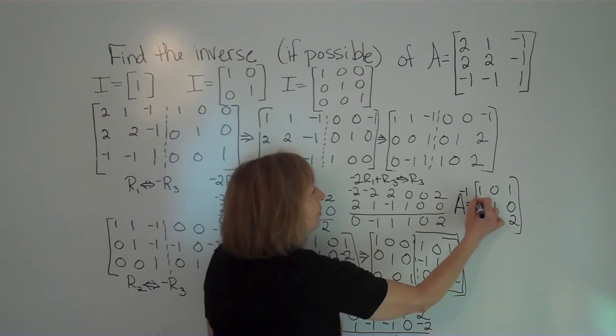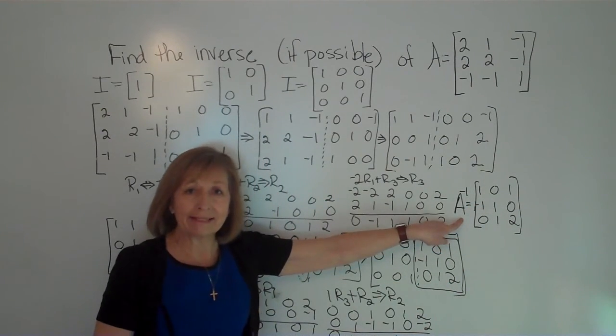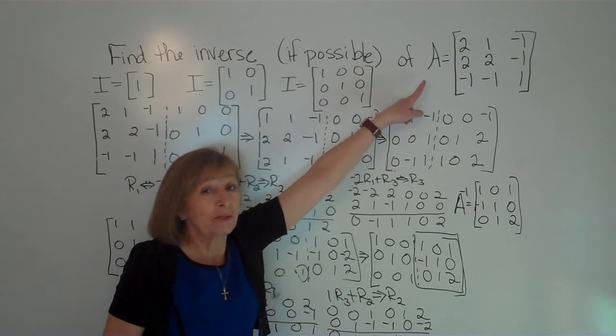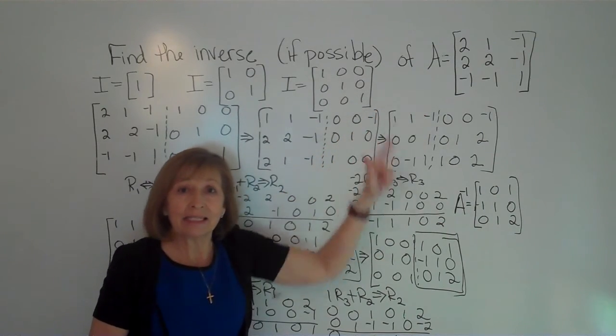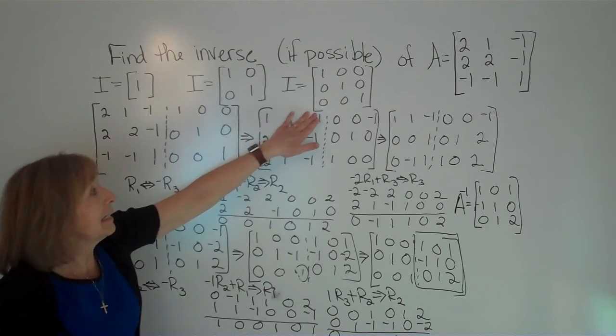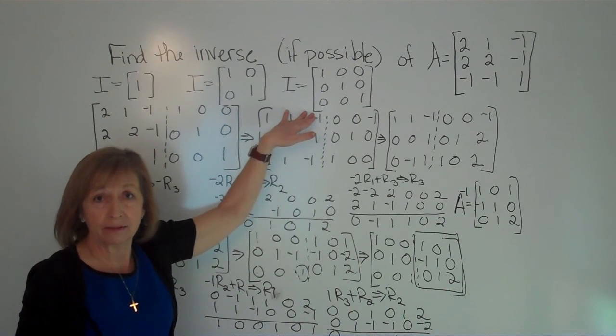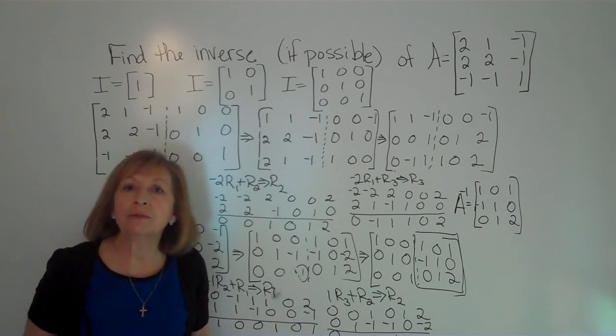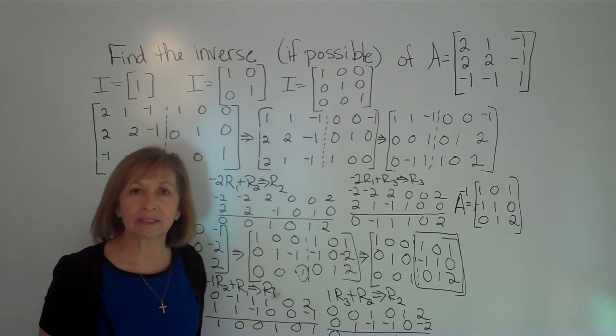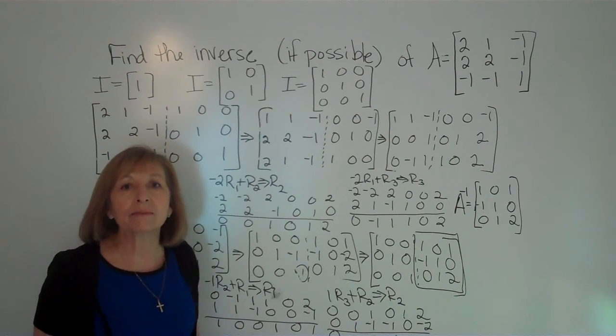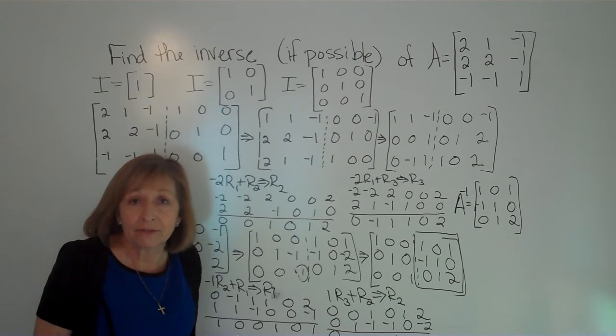So if I were to take and multiply this multiplicative inverse matrix I just found times the original matrix, I would get the identity matrix 1, 0, 0, 0, 1, 0, 0, 0, 1. So that's one way you can tell whether you have the right multiplicative inverse, is multiply it times the original matrix and see if you get the identity matrix.